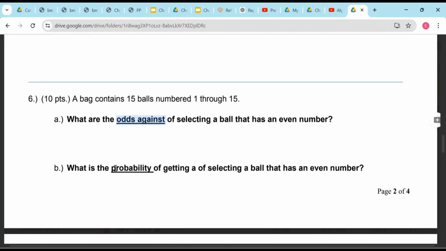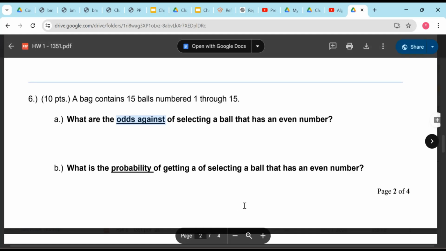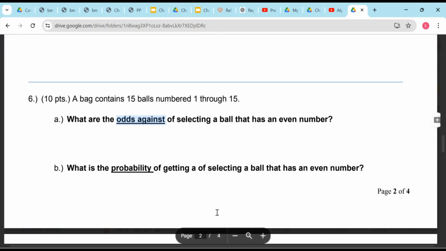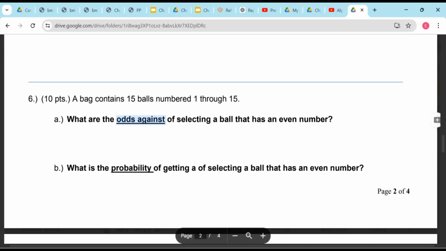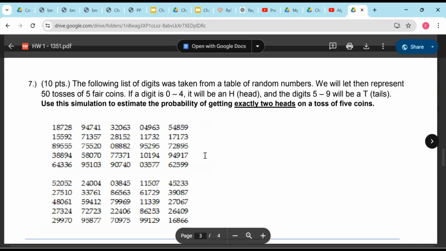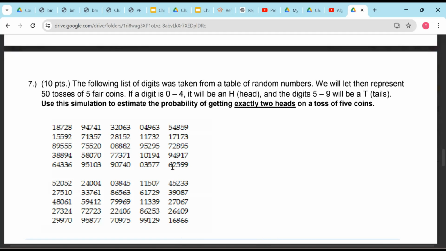Now, if you're asking what is the probability of getting a ball that is an even number, then that is going to be 7 out of 15, because there's 15 in the bag, because probability is parts of a total. I hope that makes sense, because this is one that students always get wrong, not only on the homework, but also on the test.